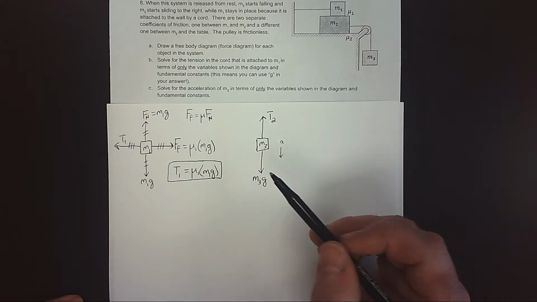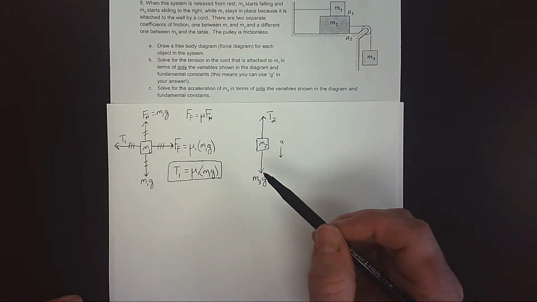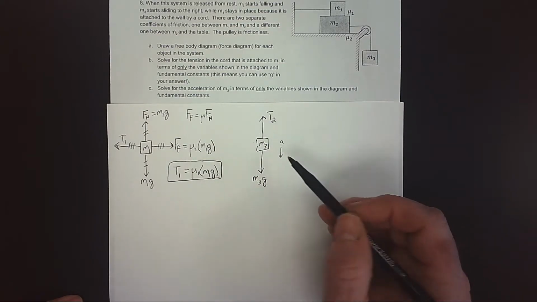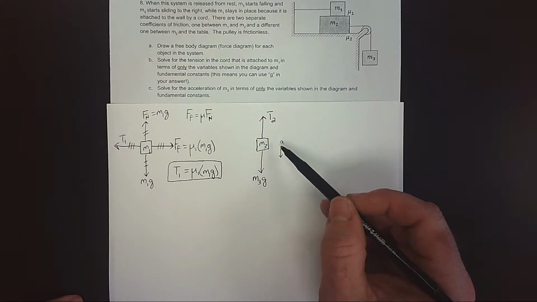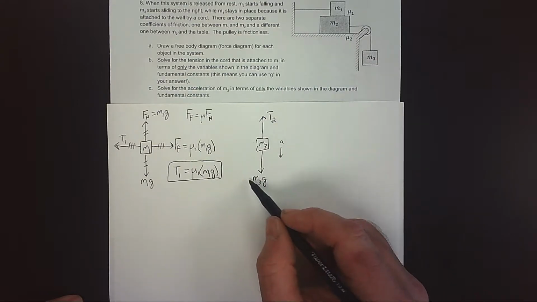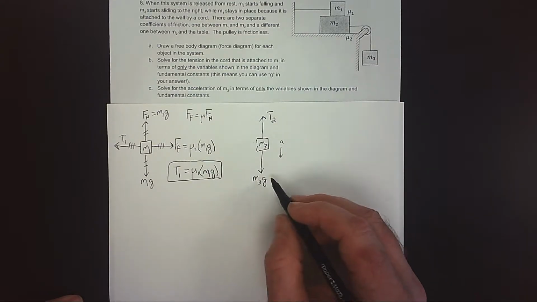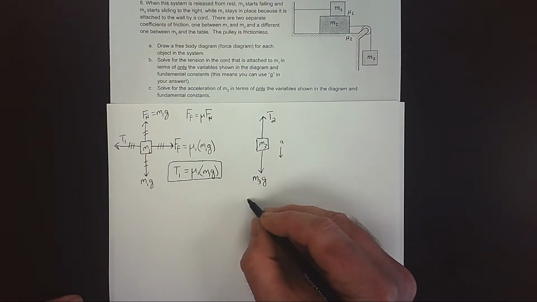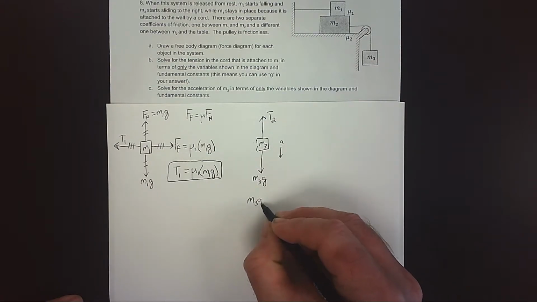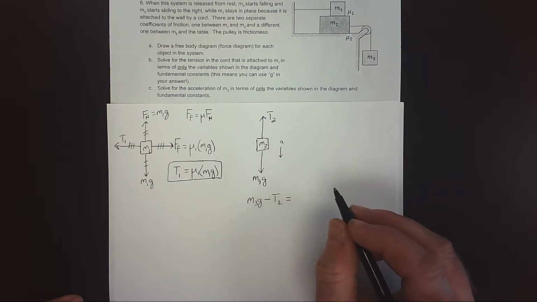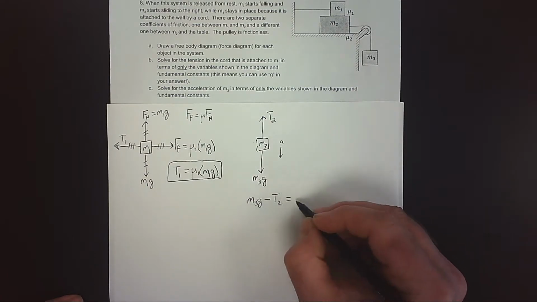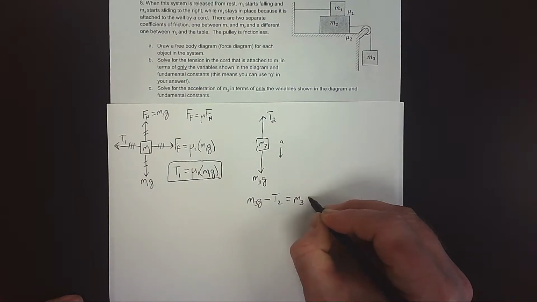Remember, you can call whichever direction you want the positive direction as long as you're consistent. I like to call the way I'm going the positive direction. If you'd rather call this a negative direction, that's fine too. It just means you have to have a negative acceleration and make this force of gravity negative. But if I call the downward the positive direction, I'll end up with m3g minus T2 equals my net force, and that equals the mass times the acceleration of block 3.